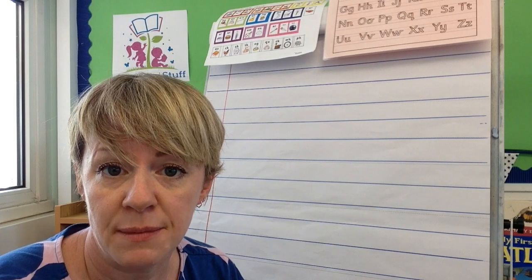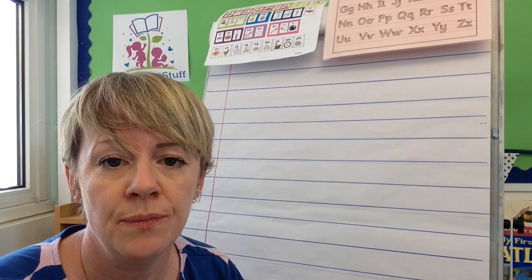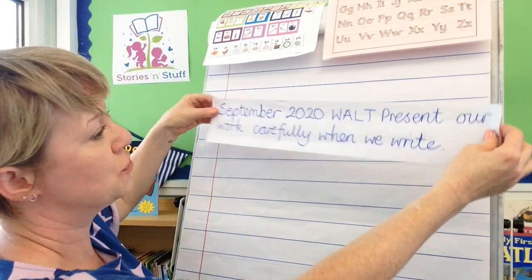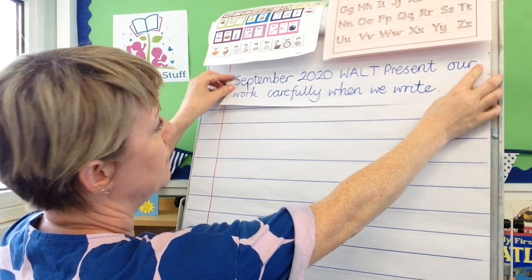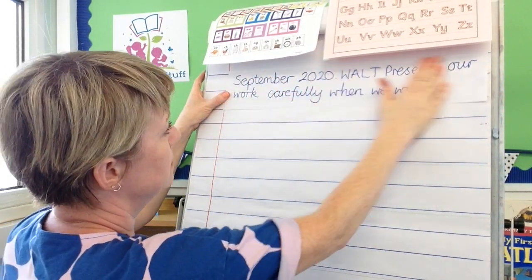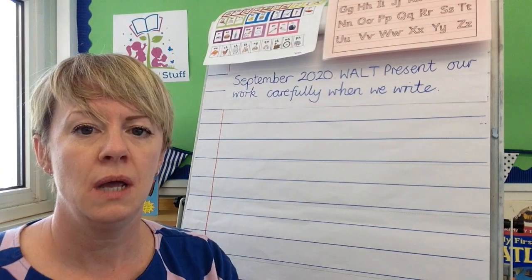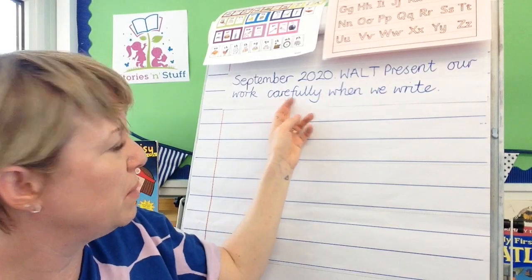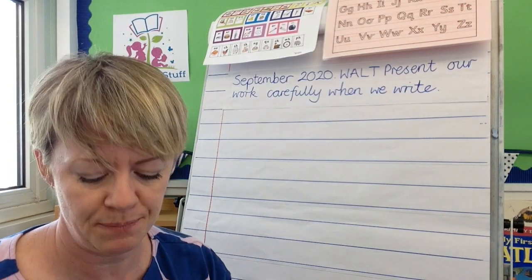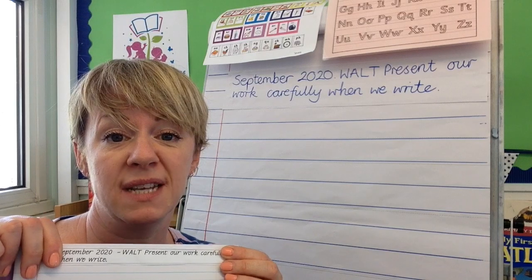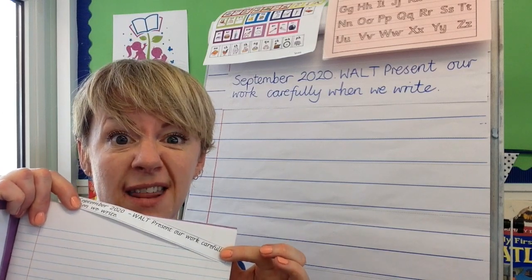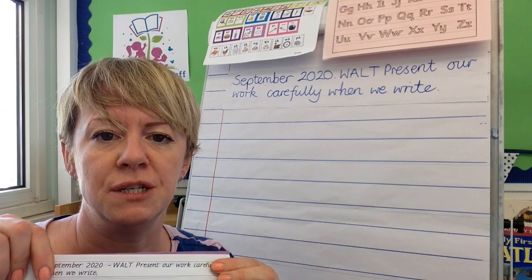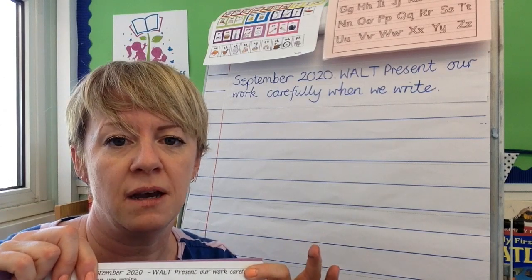I'll introduce the learning objective, or we call it WALT, we are learning to. So I'll show them how to stick it in, making sure it's the right way up, it's not sticking out the side of the book, and it's nice and neat. I would probably explain to the children what the word present means, but most children probably know a little bit about careful or carefully. I would show them how I want them to stick their WALT in, and I would say, is it going to look like that? No. Is it going to look like that? No. Really clear expectations.